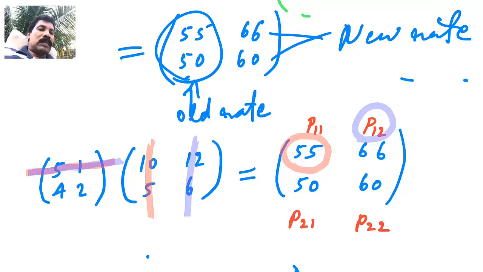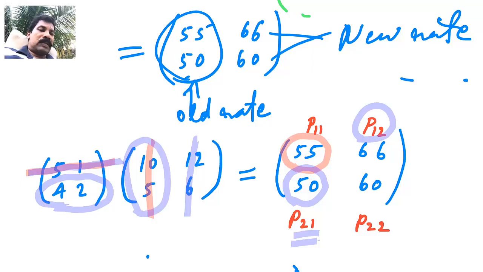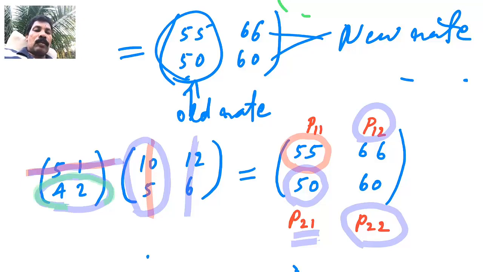In the same way, in order to get to 50, what is the cell address? That is 2 1. So second row of the first matrix multiplied by first column of the second matrix. In the same way, in order to get P22, that is second, we have to multiply the second row of the first matrix by the second column of the second matrix. That's all.